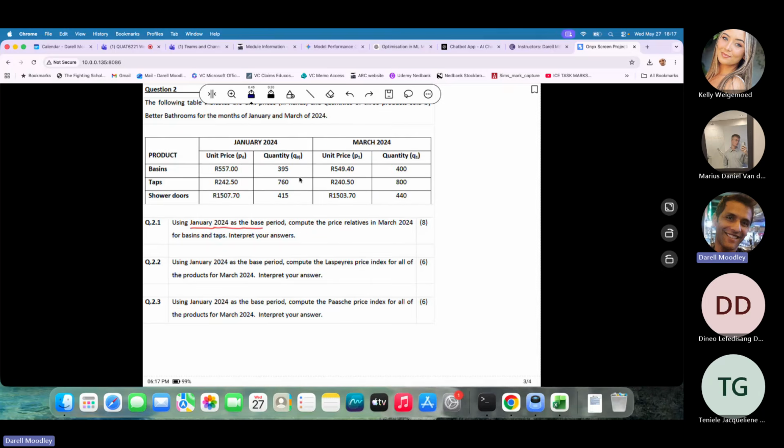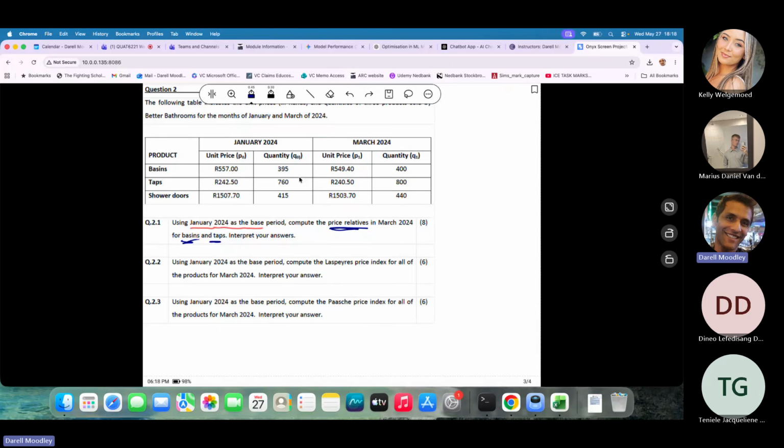For each of these products, basins, taps, and shower doors, you have the prices in January and the quantity in January, and then you have the same things for March. So question 2.1 asks, using January as your base period, compute the price relatives for basins and taps. You have to do it for both of these items. When it's just the price relatives, you don't take price and quantity into account. It's not a weighted index. So all we need to look at is the prices for basins and taps.